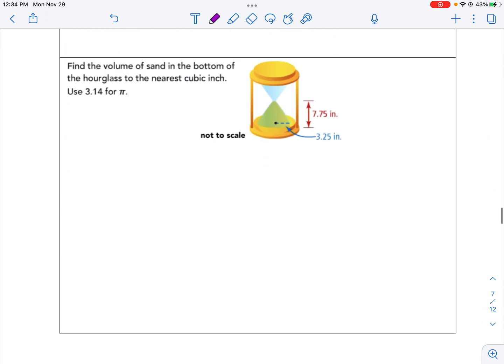Find the volume of the sand in the bottom of an hourglass to the nearest cubic inch. Okay, so we're going to round to the nearest inch, and we are also going to use 3.14 for pi. But first I'm going to solve in terms of pi, and then at the end I will replace pi with 3.14. So 3.25 squared, and the sand is just this bottom cone right here, which is 7.75 inches tall.